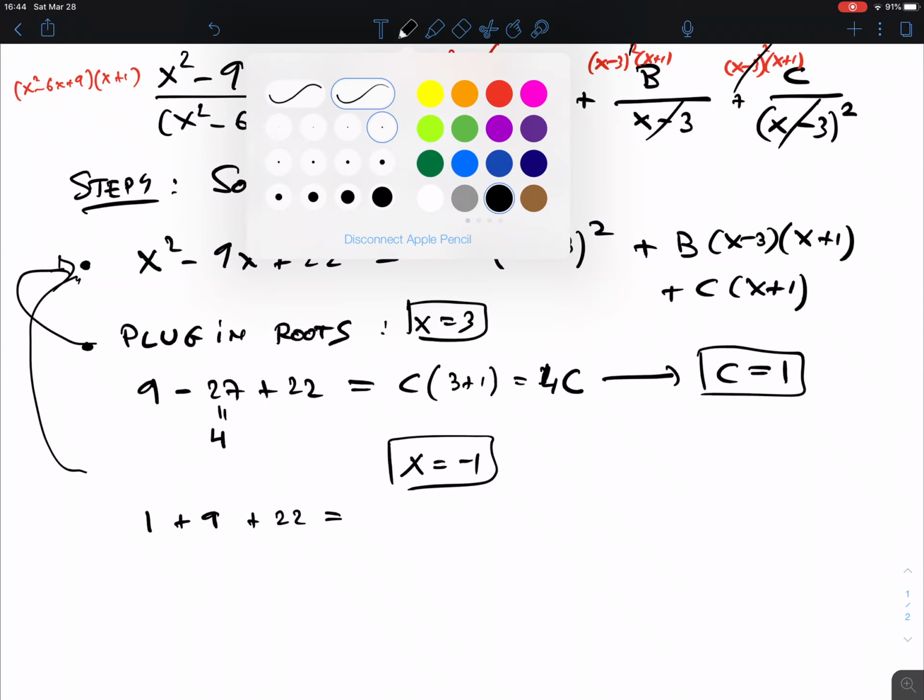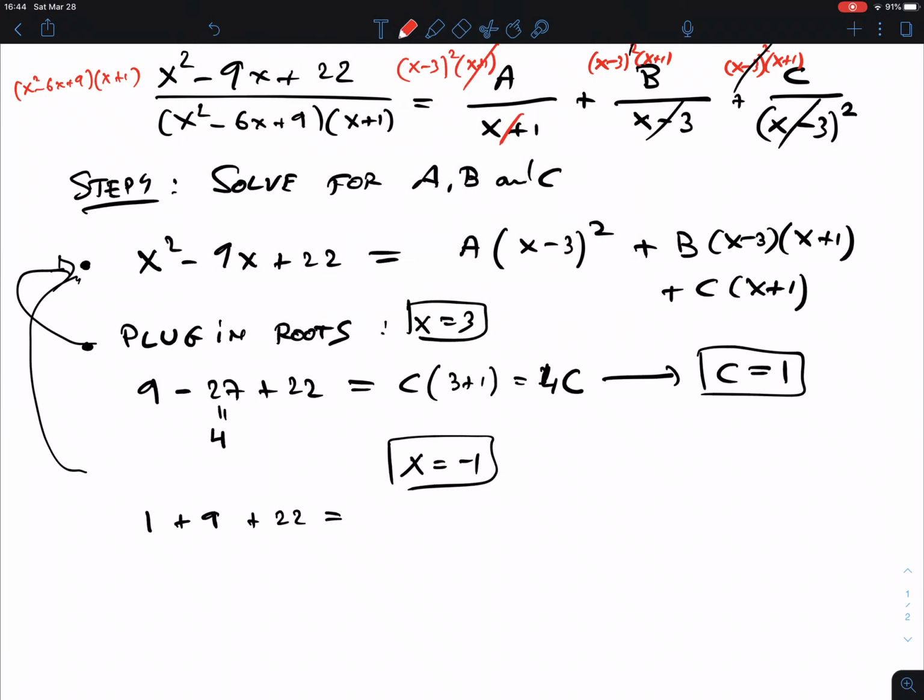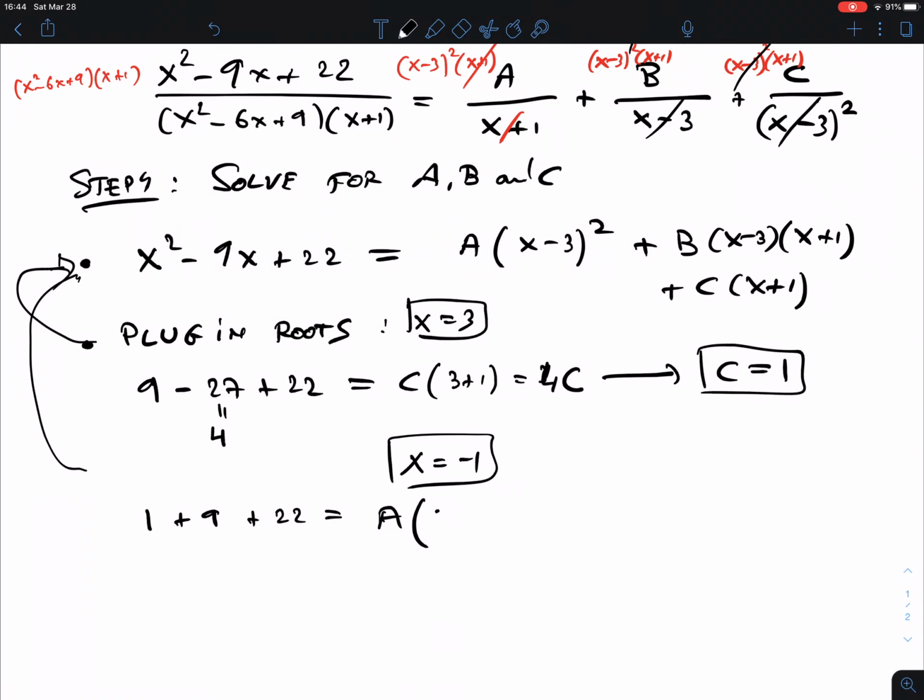Again, 2 of the terms cancel, right? The terms that have an x plus 1 in here, if I plug in negative 1, that will be 0. If I plug in negative 1, that will be 0. And that's why I don't factor out things, because then I see much better this kind of cancellation. Okay, so the only thing left is the first term, and therefore we have A times negative 1 minus 3 squared, right? This is in here that we plug this in.